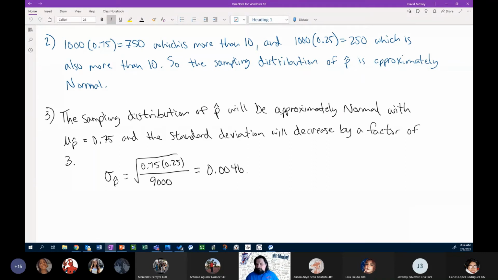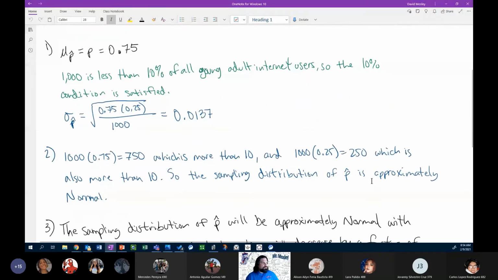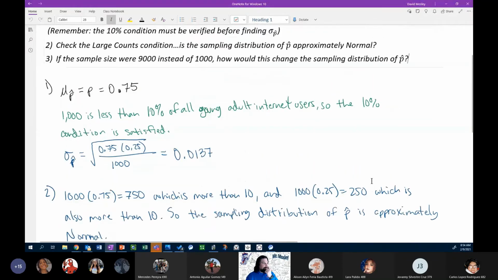Are there any questions about the example? Is there anything I can clarify?